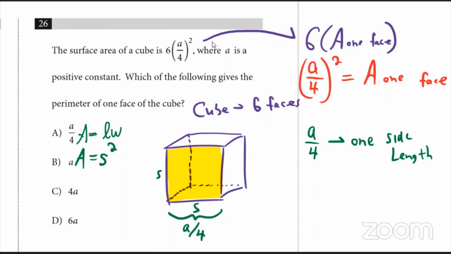So now what's the perimeter of one of the faces? What's the perimeter of that yellow face, for instance? Well, the perimeter is the distance around, and that square has 4 sides. So there are 4 sides, and each side has a length of a over 4, according to what we figured out. Cancel out the 4's there, and you get a. So the answer to number 26 is actually B.